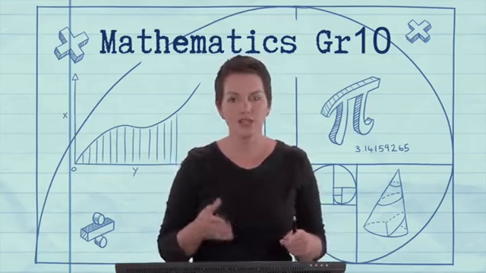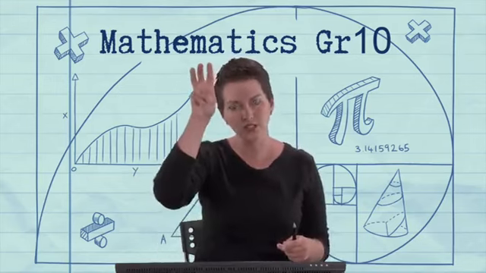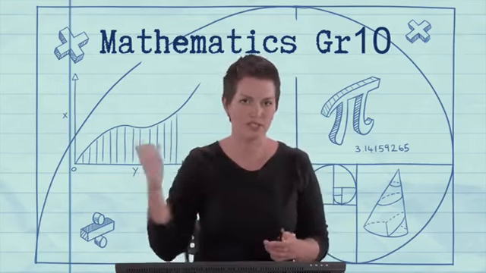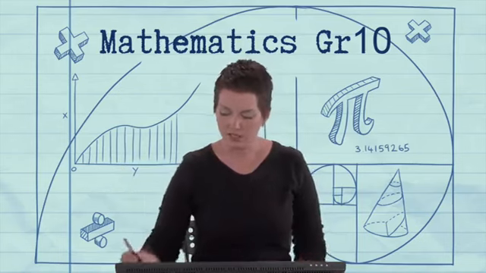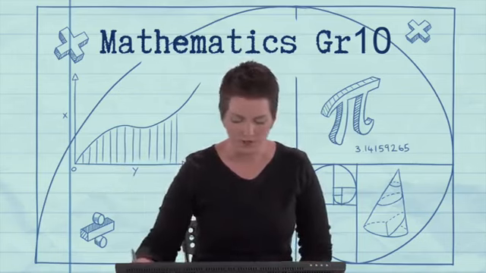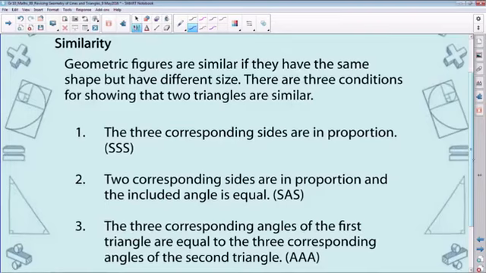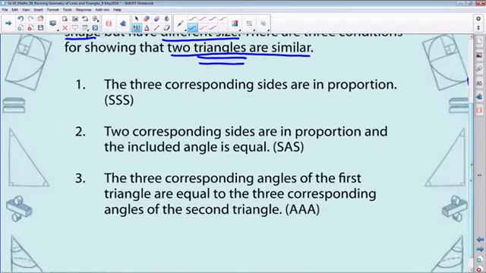And we indicate similarity with those three lines going down next to each other. So let's take a look at this note very quickly, and then it's time for you to have a break. Geometric figures are similar if they have the same shape but have different size. There are three conditions for showing that two triangles are similar. Now, we stick mostly to triangles, but you can apply this to most other things.